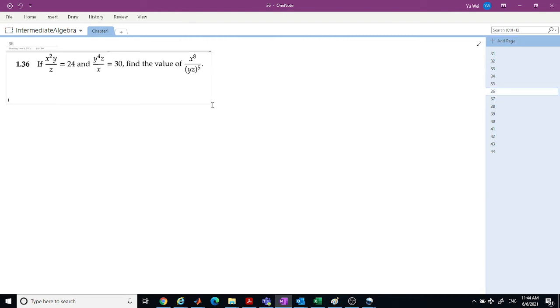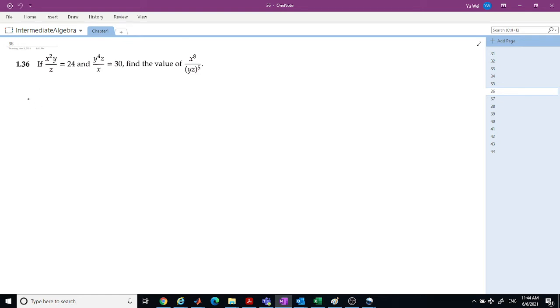Question number 36. So we know x squared y is equal to 24, and y fourth z over x is 30. We want to solve this, right? Okay, so this one, let's see. We want to solve for y to the 5 and z to the 5, right? So now let's see what's going on here.